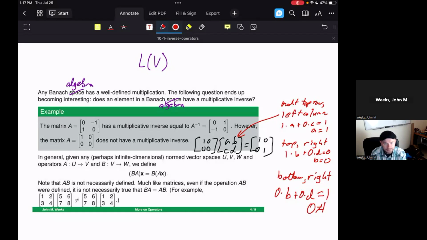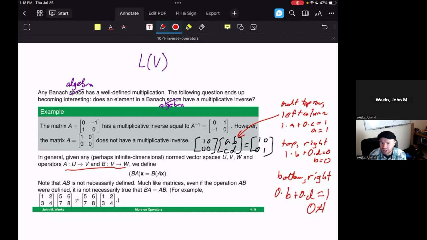In the world of infinite dimensional normed vector spaces, on the other hand, it is very possible that you are able to find an inverse between two different vector spaces, just because everything is infinite dimensional. We can't count dimension as a way to determine whether or not there is a way to calculate an inverse for any two operators, or for any given operator.